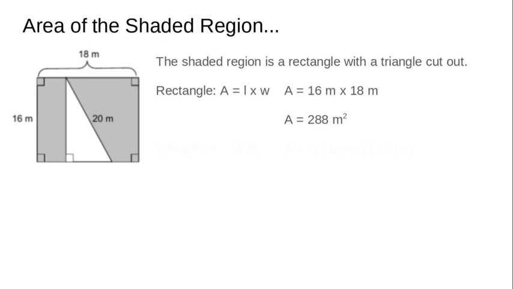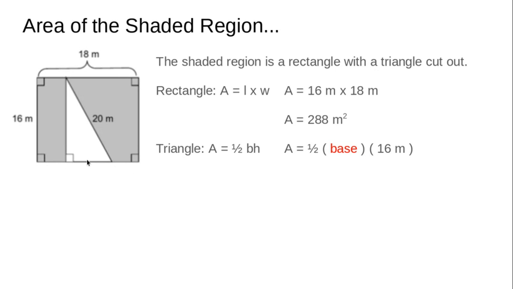Now that triangle is what has to come out of that. So a triangle is 1/2 base times height. Well, I know the height right here is 16, but I have a problem. I don't know this base right here. I know the whole thing is 18. I don't know this part or this part to be able to subtract to figure out what this is.